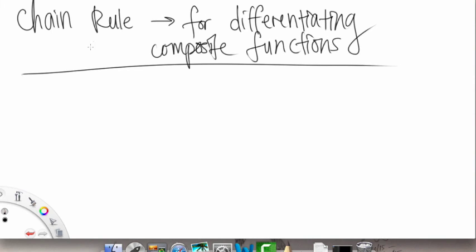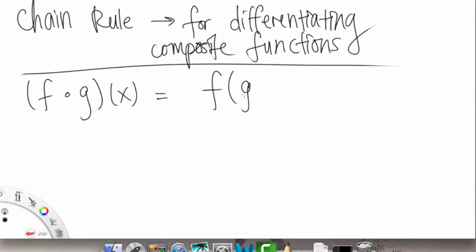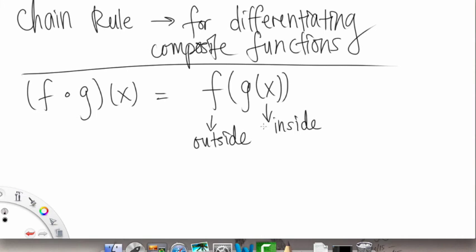So what are composite functions? That would be like f of g of x. This is the same thing as saying f parentheses g of x. Basically, when a function, this outside one, contains another inside function, here's our inside function.